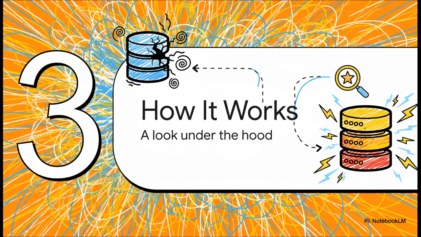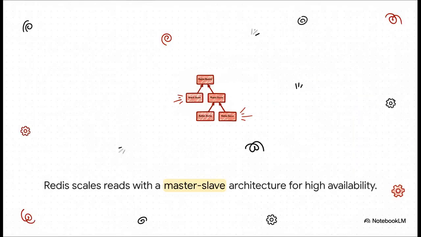Let's take a look under the hood at the architecture. So for scalability and making sure it's always available, Redis uses what's called a master-slave replication setup. It's pretty straightforward. You have one main master node that handles all the data writes. Then that master automatically copies, or replicates, all that data to one or more slave nodes. These slaves can then handle all the read requests, spreading out the workload like a champ.